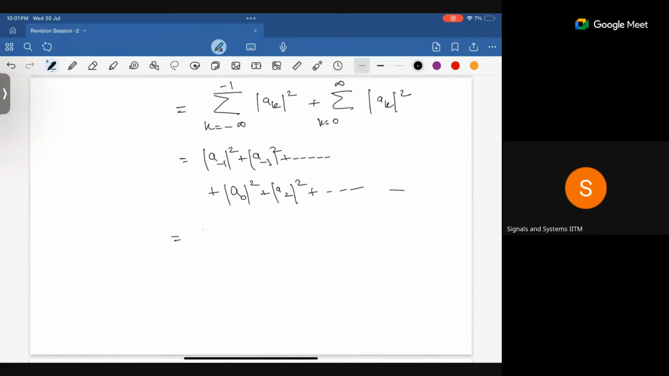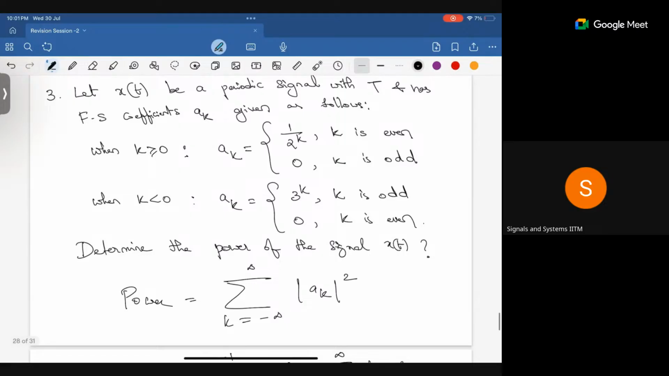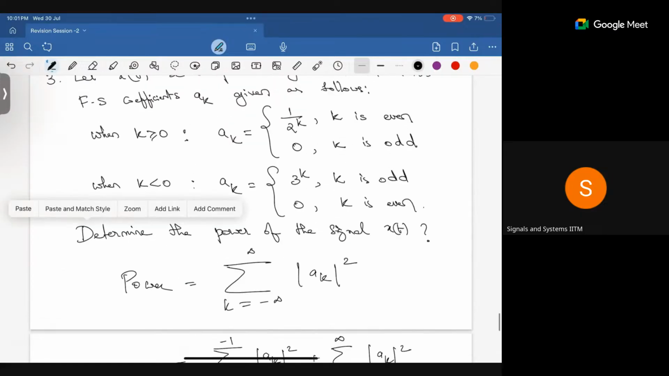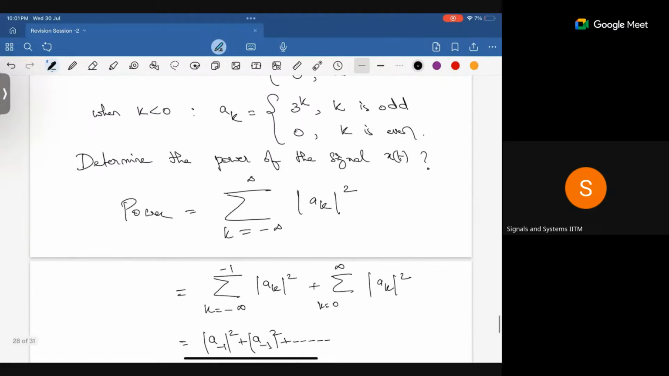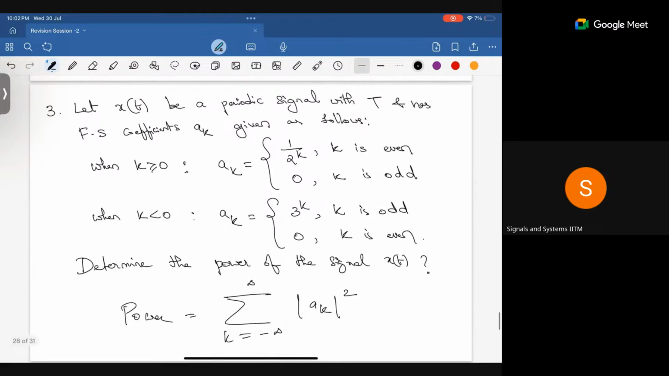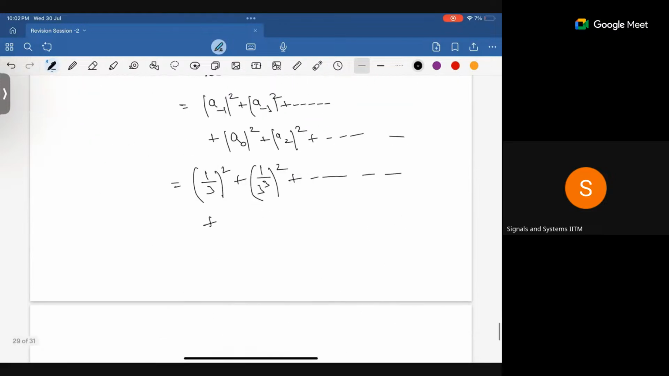Okay, so we know a minus 1 is 1 by 3, so it is 3 power k, no? So 3 power minus 1 is 1 by 3 whole square, plus, when k is minus 3, 1 by 3 cube whole square, and so on. Plus a0 is 1 by 2 power 0, which is 1, square, plus when k is 2, 1 by 2 power 2 is 1 by 4, and whole square. So don't forget that whole square.